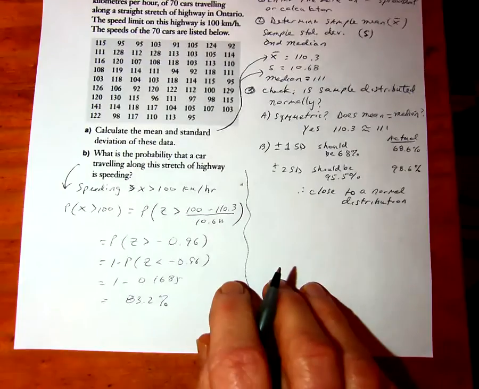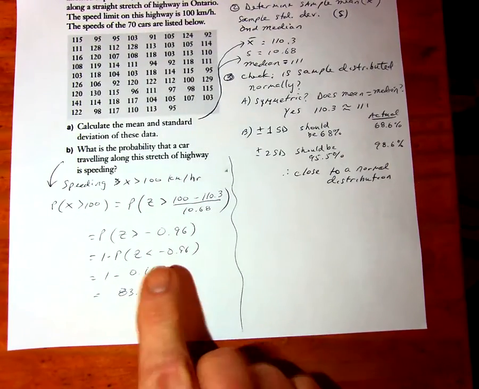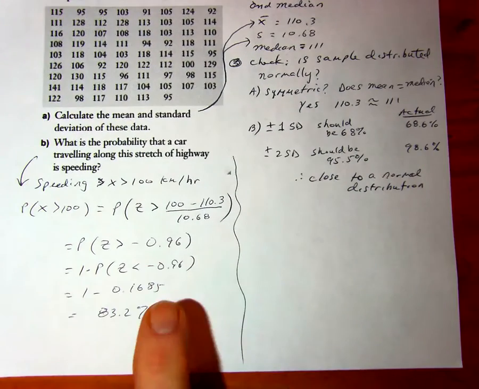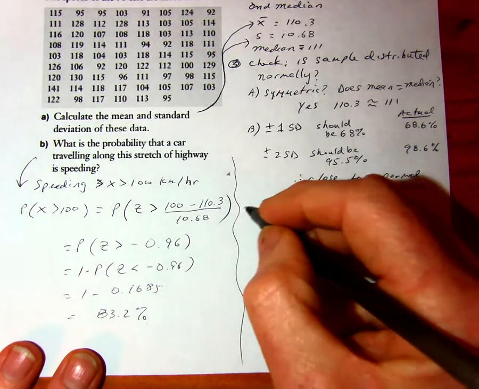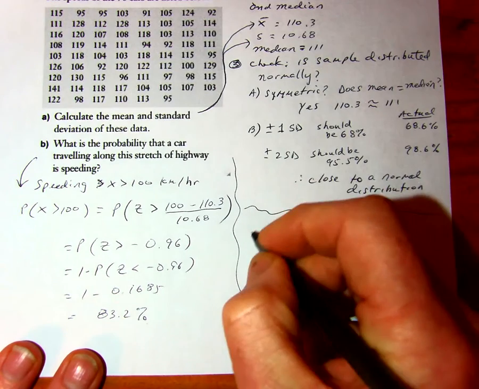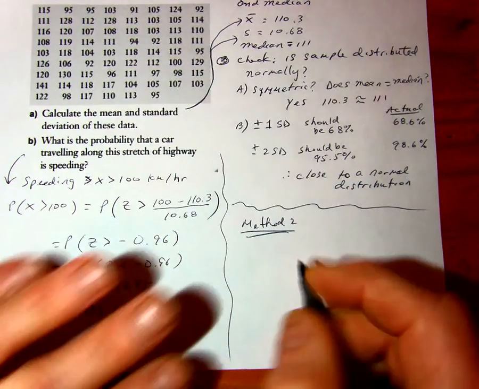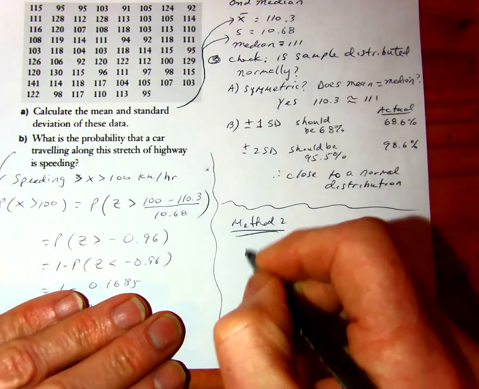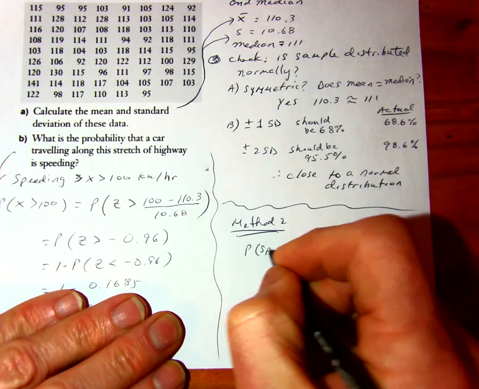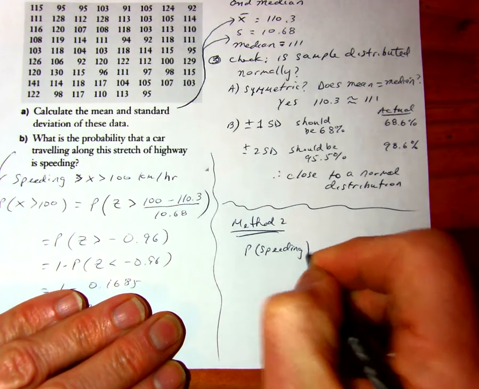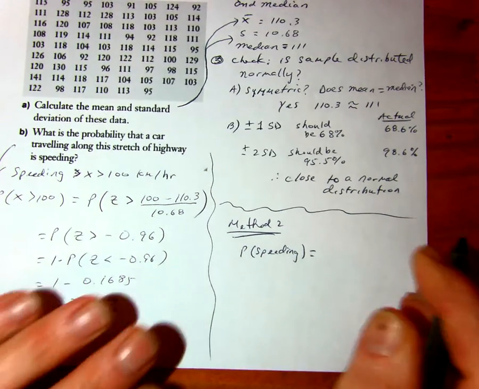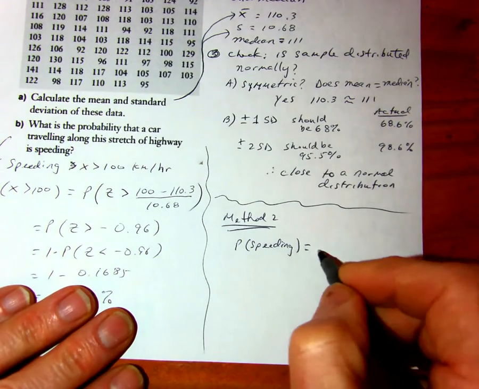This is the way we expect you to do it in this unit. But what would be an easy way? Anybody think of another way? So method 2, the probability of speeding is going to be... well, how do we calculate probability normally?